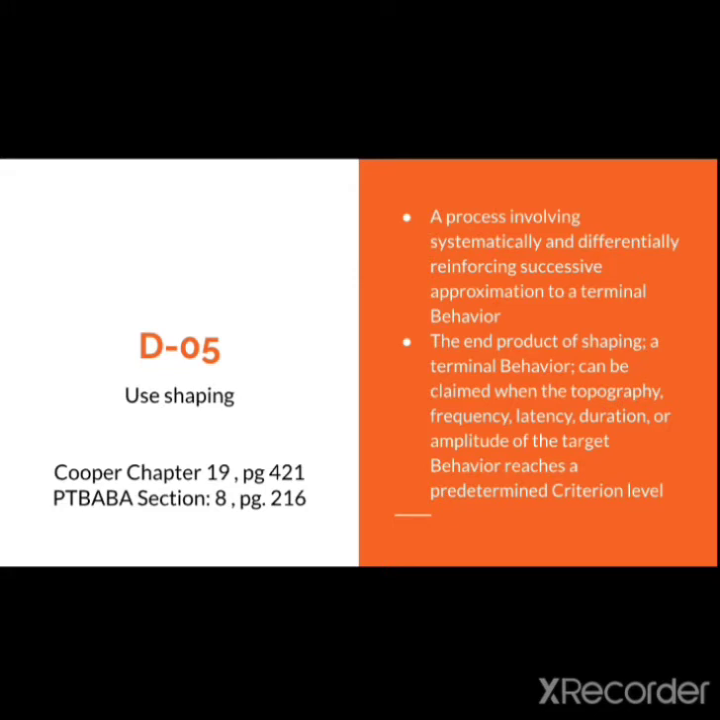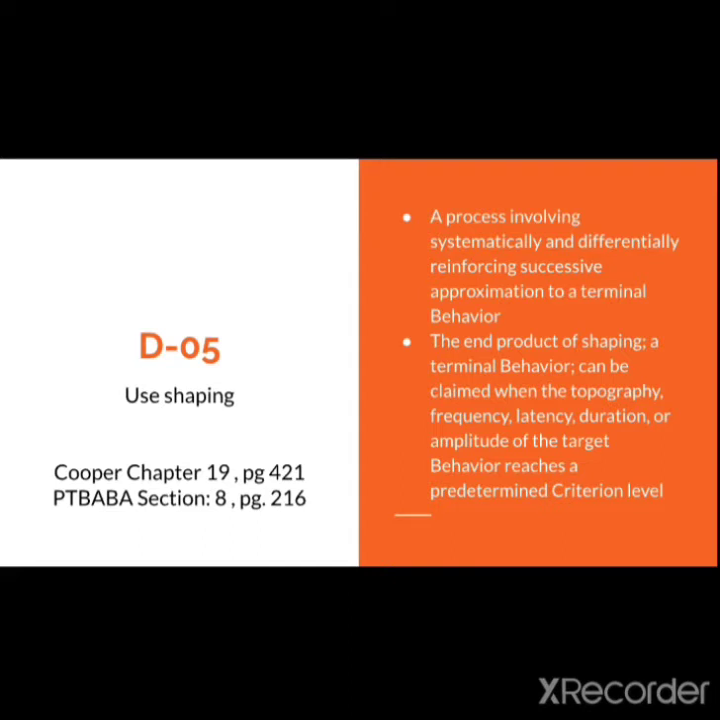D-05, use shaping. This is a process involving systematically and differentially reinforcing successive approximations to a terminal behavior. So what does that mean? Well, in essence, it means you're teaching them steps to get to an end goal. Okay, so an end behavior. So the end product of shaping, a terminal behavior, can be claimed when the topography, frequency, latency, duration, or amplitude of the target behavior reaches a predetermined criterion level.